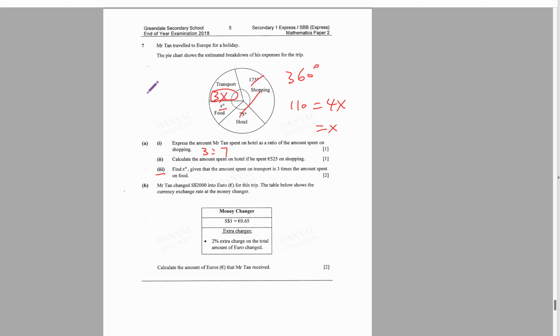So in a way, this is 7 units, this is 3 units, right? So our shopping is 7U and it's 525, right? So 1U is how much? 75. And then you have 3U, right? So 3 times 75 is 225. So the hotel is 225, okay.